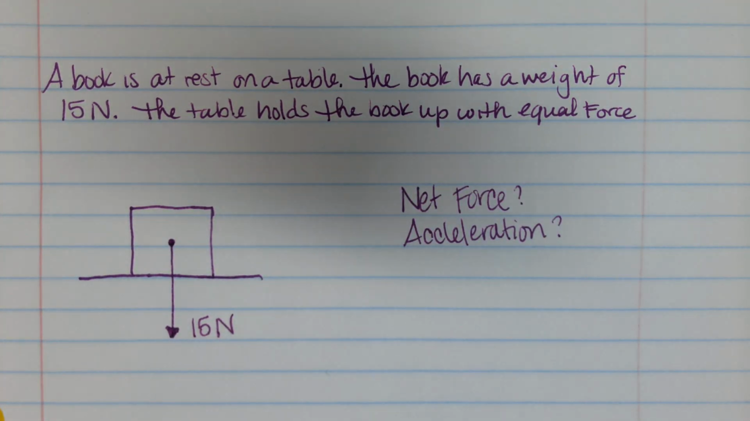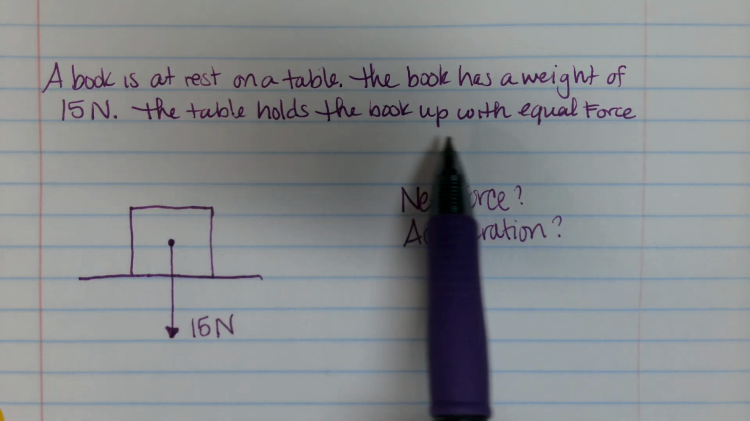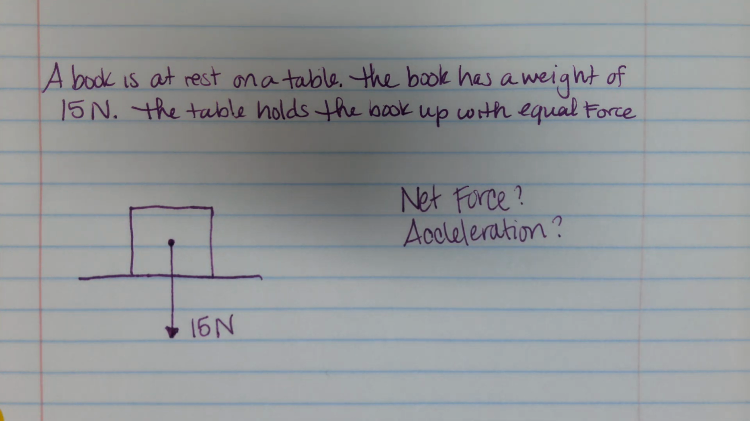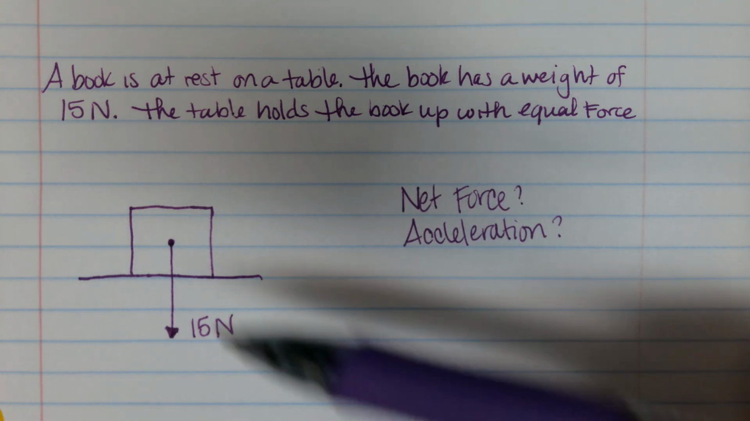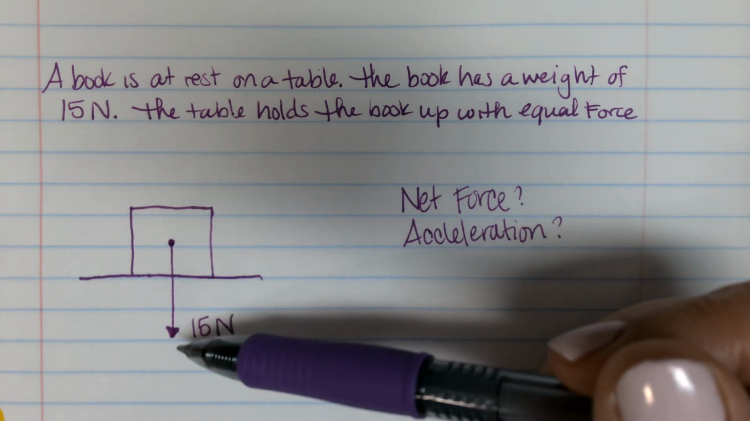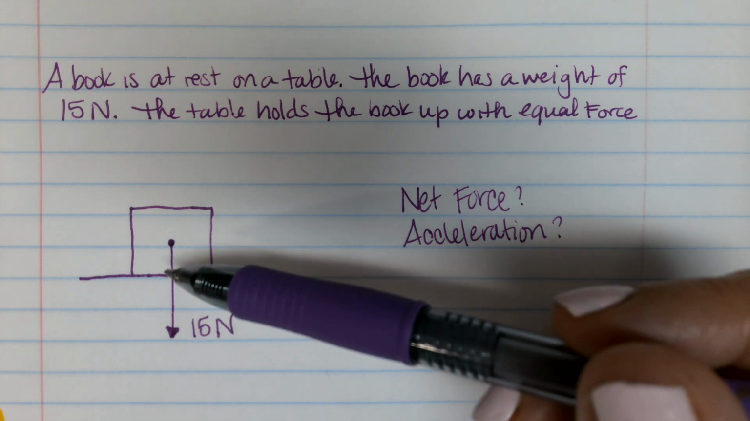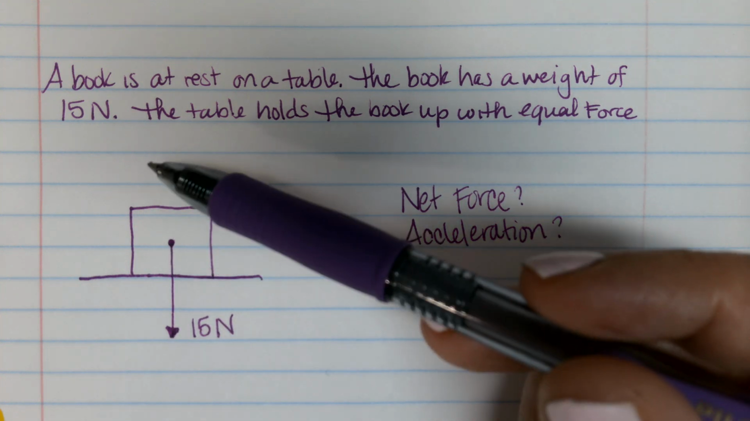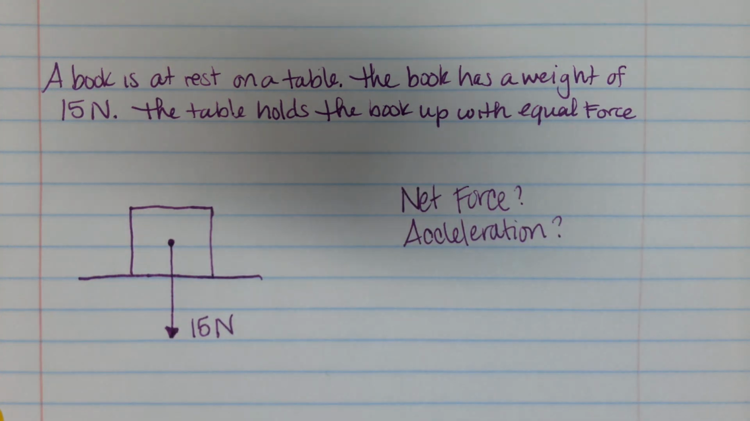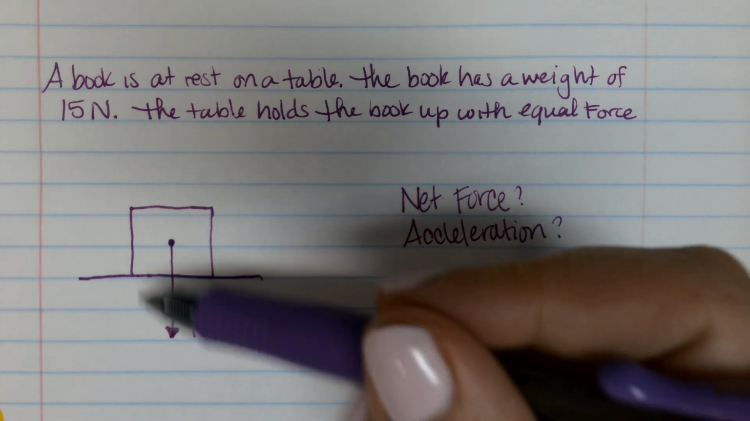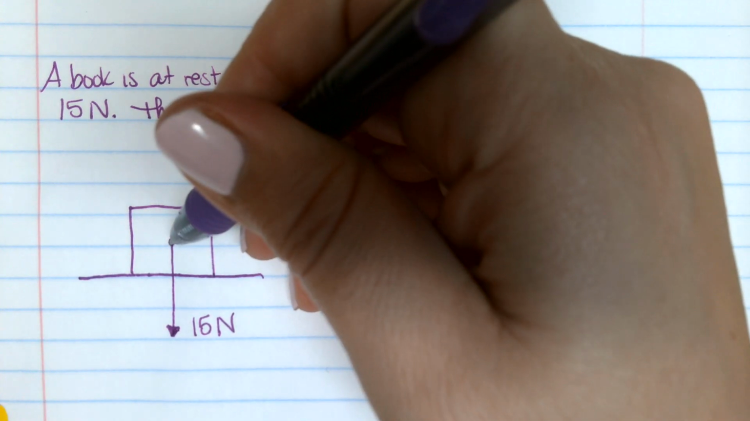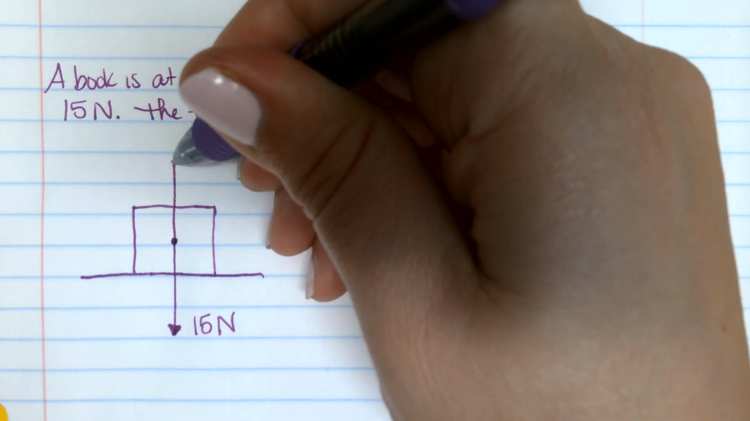Now, there's this part that says the table holds the book up with equal force. You might not have ever thought about this, but if the object is not traveling downward, then there must be an equal force pointing upwards to keep this balanced. And you know this from experience. If you put a book or something on a table, it doesn't crash through the table, it sits there. So if the weight is pushing down, there's another force that pushes up with the same value.